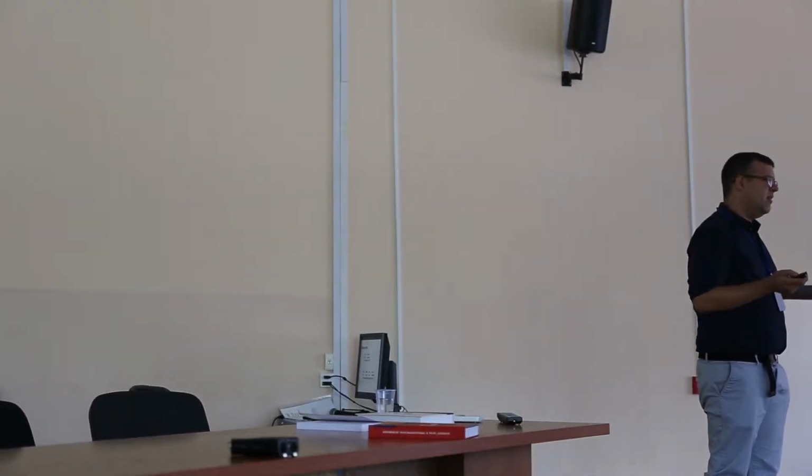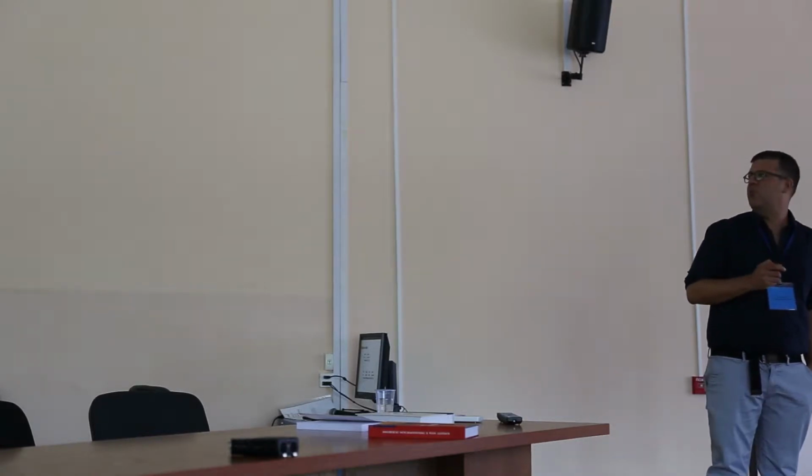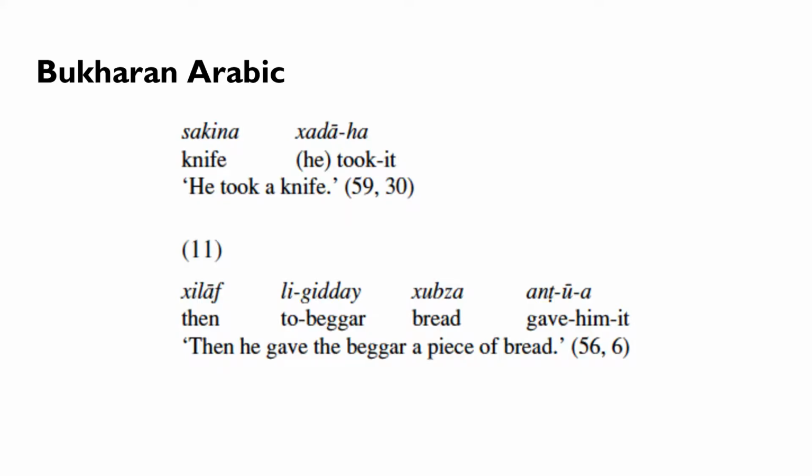We find it in the domain of syntax. So if we take the Arabic from Bukhara, where the main contact languages are Tajik and also Turkic languages, we have a reorganization of syntax from being basically VSO with SVO to being SOV, also with an increasingly obligatory marking of objects on the verb, right? So, he took a knife, he took it.